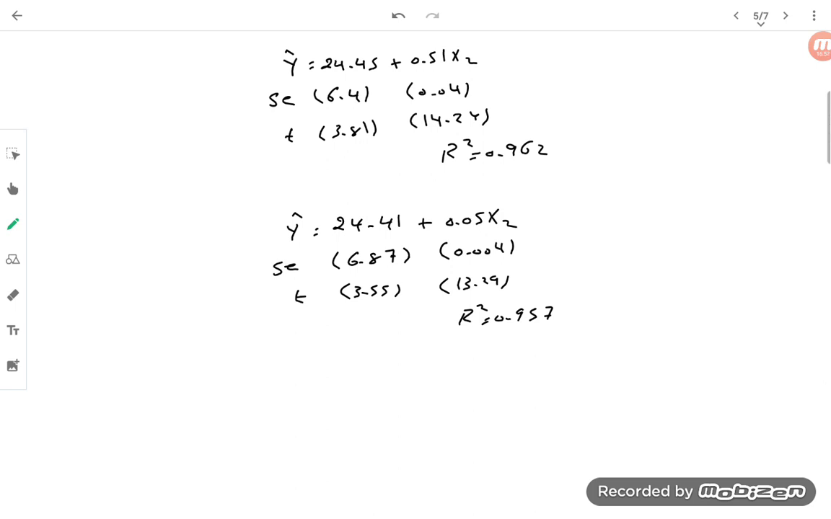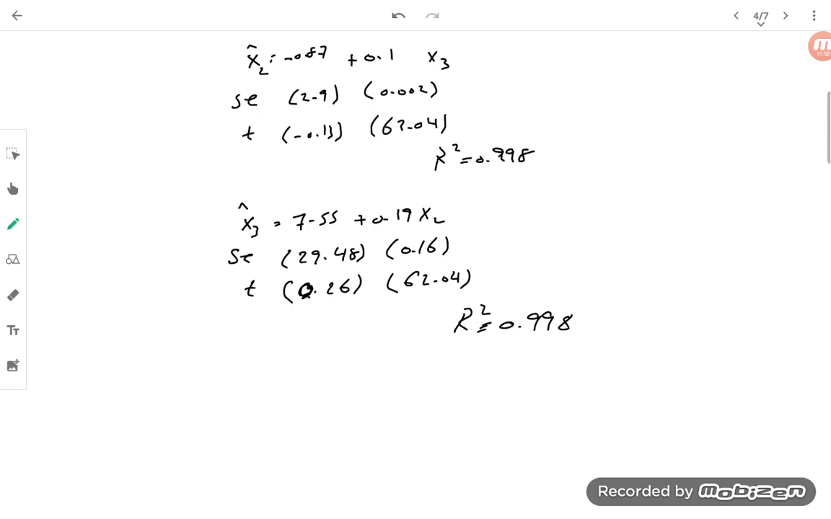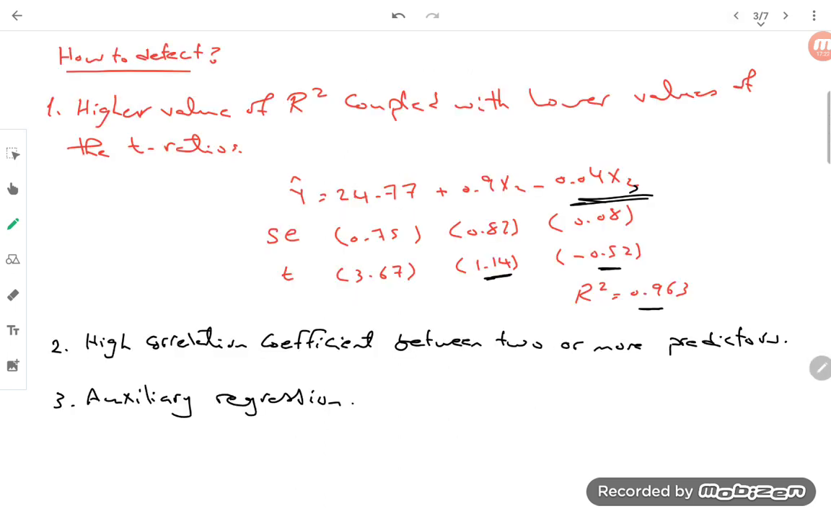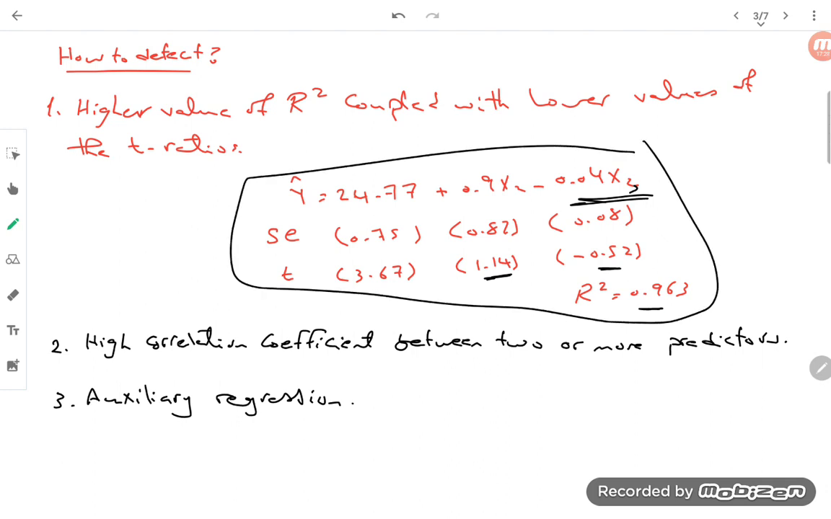Also, if you compare the value of r squared, you can find that when you run regression for x2 over x3, it is very high, r squared 0.998, which is much higher than y on x2 or x3, and much higher than the original estimation. So these are the three main indicators for the problem of multicollinearity.